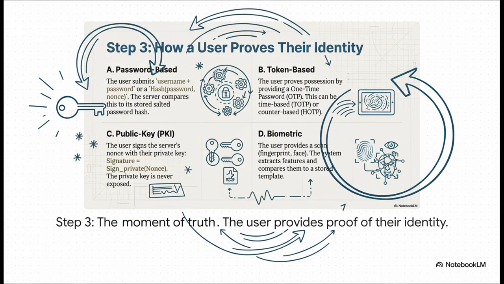Step 3. This is the moment of truth. This is where you actually respond to that challenge. You might use a classic password, or you might provide a one-time code from a token, which could be a little physical device or just an app on your phone. You could also use a super secure digital signature from a private key, which is just a secret digital file only you have. Or, of course, you could just use a quick biometric scan.